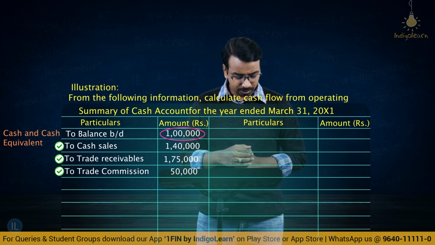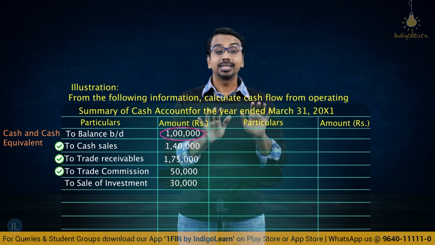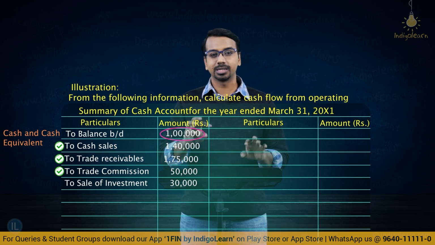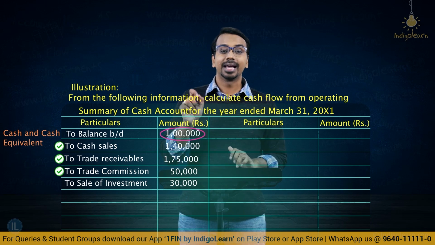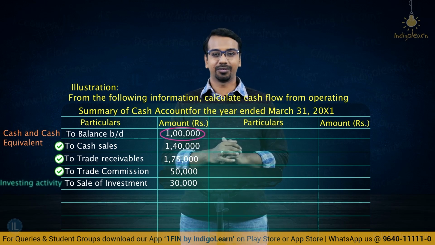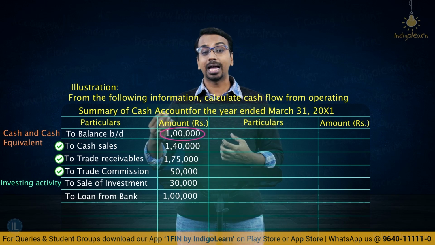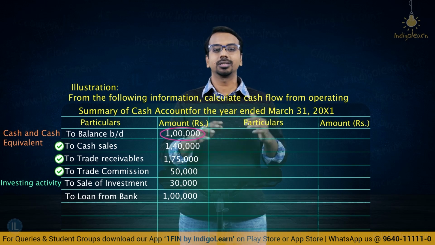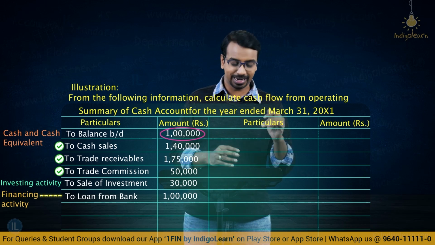Then to sale of investment 30,000. It is a cash inflow, but is it from operating activity? When I sell something out of my investments, something which is falling under investment category, that will be classified as cash flow from investment activity. Then to loan from bank 1 lakh. Loan means what? I have borrowed from bank. I am taking finance from bank. Is it cash flow from my operations? The answer to that is no. It is a cash flow from my financing activity.